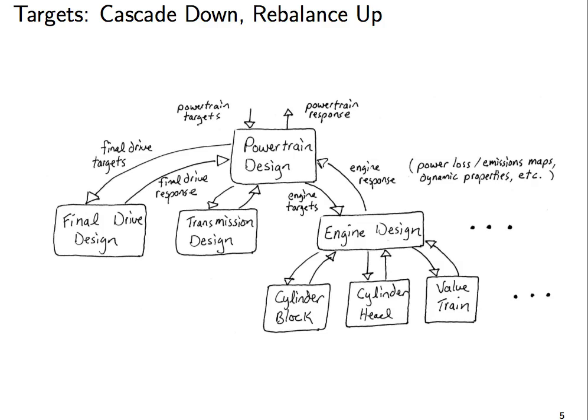Ideally, responses match their corresponding targets. If they don't, the system is inconsistent. Why might this be the case? Why might it be impossible for a design group to meet its targets? It would certainly simplify the system design process if targets could always be met.